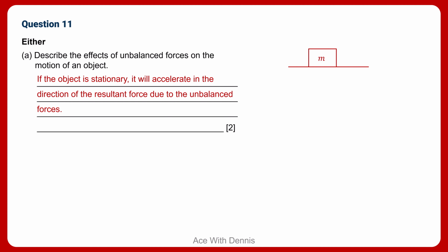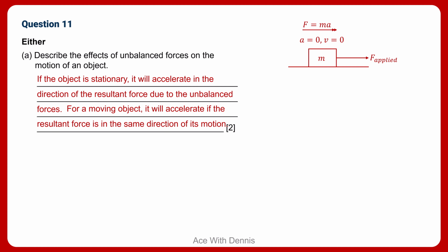Let's say this is a stationary object where the acceleration is 0 and the velocity is 0. Now, one unbalanced force is applied on it. So what will happen is the resultant force will be pointing in this direction, which is the same direction as the applied force. And it is F equals ma, which means that the object will accelerate in the direction of the resultant force.